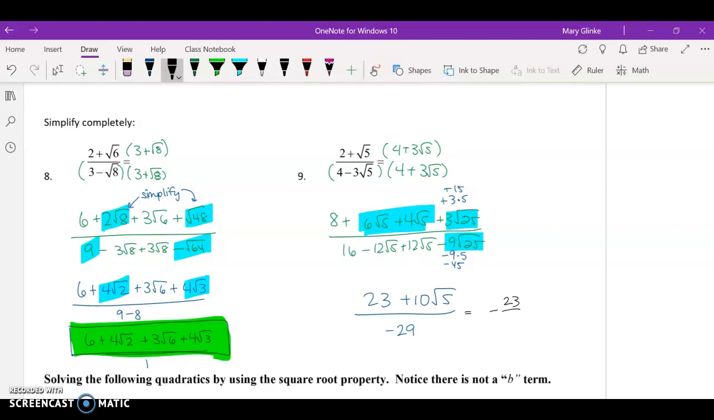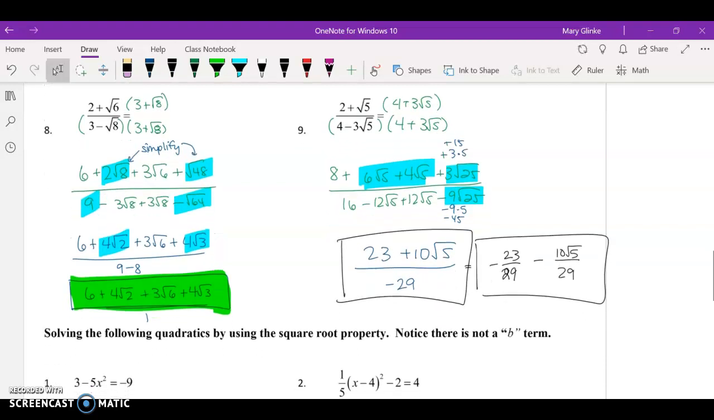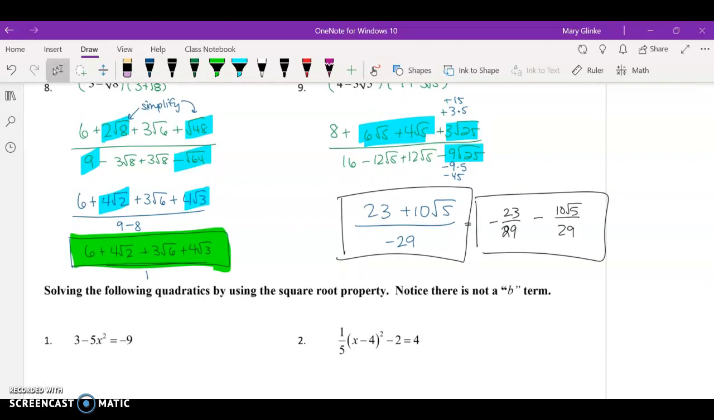So you can either write it as the first one, or you can write it as negative 23 over 29 minus 10 root 5 over 29. Either one of these is totally acceptable. Just note that if you would have to reduce a fraction, just be careful when reducing fractions.